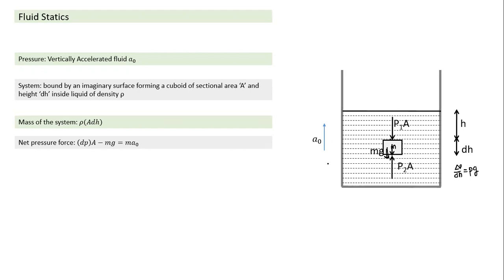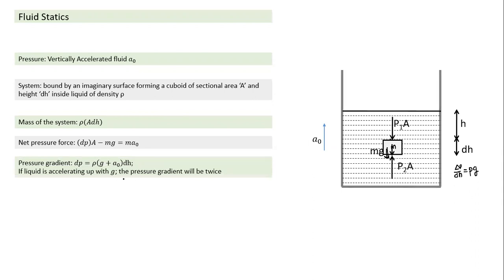So the net pressure is p2 minus p1, written as dp, into A minus mg. I am taking upward as positive, so acceleration is positive in the upward direction. So the force is equal to the difference in pressure, dp, which is p2 minus p1, into A, minus mg, is equal to m a naught. And if I find the pressure gradient here, I can substitute in terms of mass also, or write in terms of volume. What is mass?